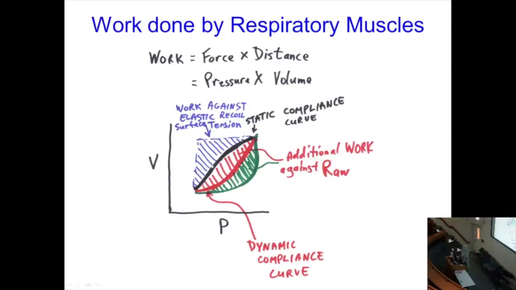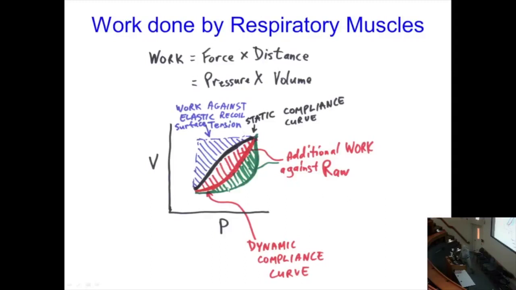Now that's our static compliance curve, but we breathe continuously. So we have to actually look at a dynamic compliance curve, so that's this red curve, and this is measured during breathing. This curve bulges out from the static compliance curve, and this red area shows additional work. We still have to do the same work against elastic recoil, but in addition, we have to do work against airway resistance. The additional work against airway resistance is red. The total work would be the red plus the blue.